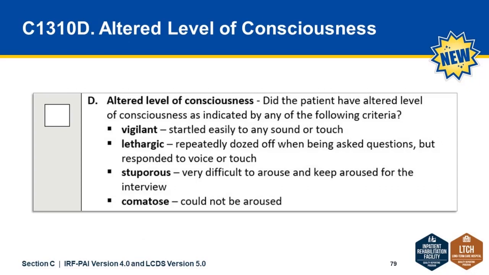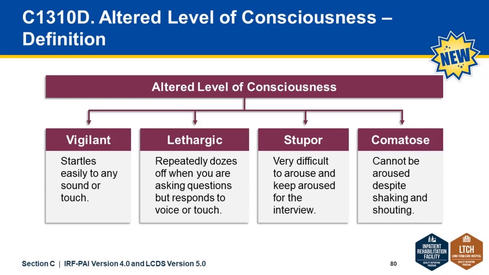So now let's take a look at C1310D, altered level of consciousness. Did the patient have an altered level of consciousness as indicated by any of the following criteria? Vigilant, lethargic, stuporous, comatose. Let's see how we define these criteria. A vigilant person is one who startles easily to any sound or touch. A lethargic patient would repeatedly doze off when you're asking a question, but would respond to voice or touch. For stupor, this patient is very difficult to arouse and keep aroused for the interview. And a comatose patient cannot be aroused despite shaking and shouting.